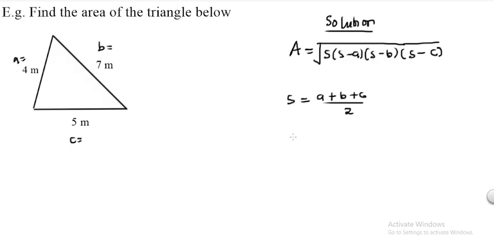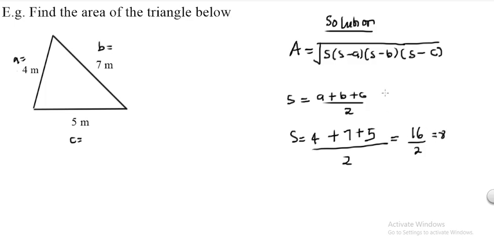So to start off, I'll calculate my value of s. s is equal to, my value of a here is 4, so 4 plus, my value of b here is 7, so 7 plus, my value of c here is 5, so 5, divided by 2. This is equal to 4 plus 7 plus 5 is 16, divided by 2. 16 divided by 2 is equal to 8.